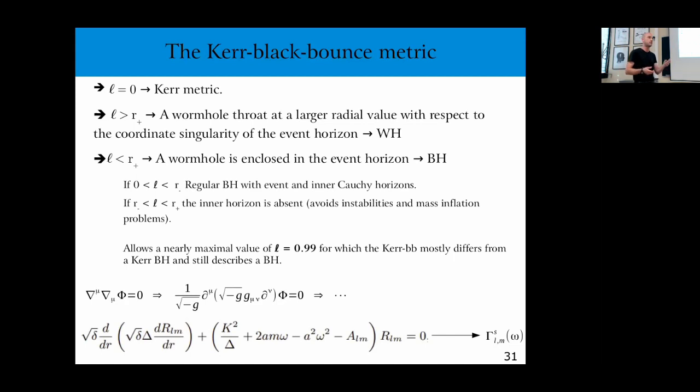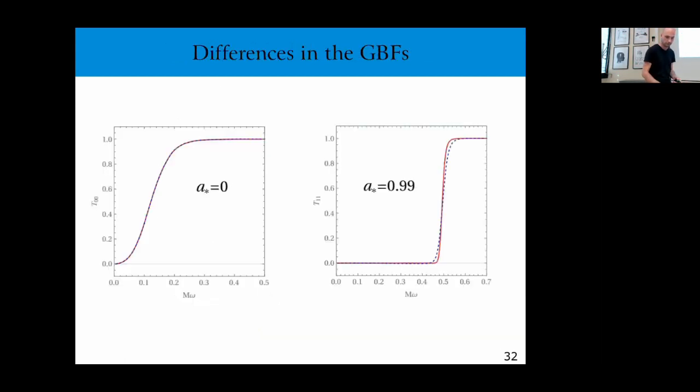So it will be a black hole just evaporating with one scalar field, in order to see what the differences are between the Kerr solution and the Kerr-black-bounce solution.